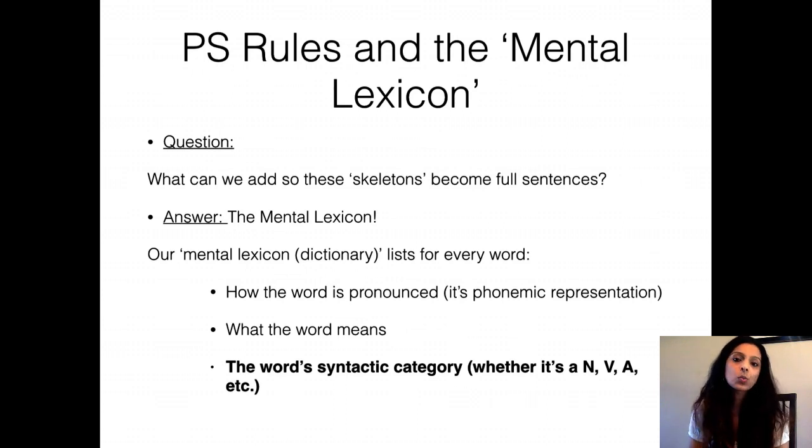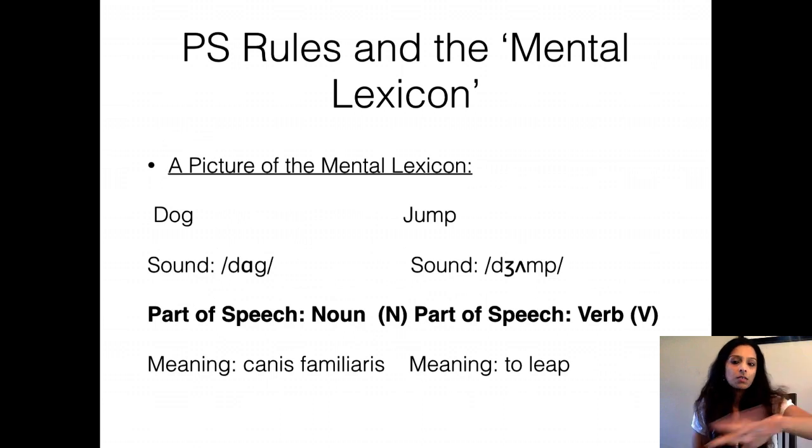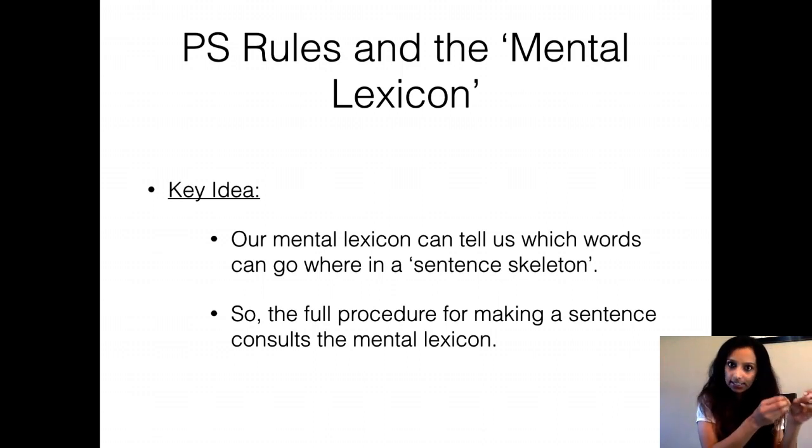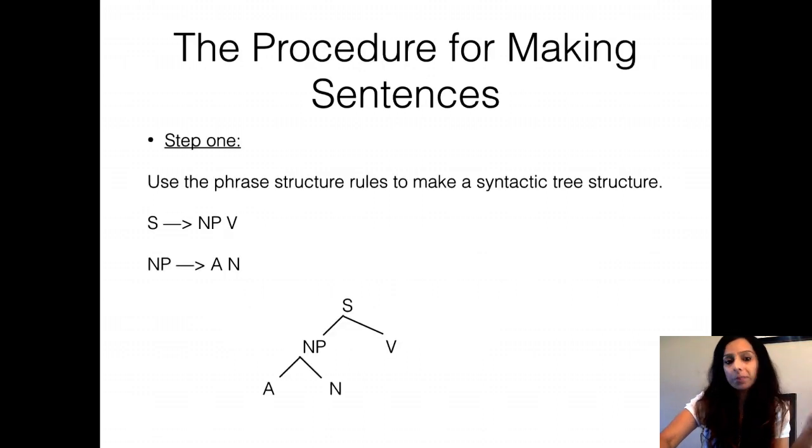Well, what we can do is access the mental lexicon that we talked about in the beginning of the morphology module. The mental lexicon is going to tell you the syntactic category, how the word is pronounced, etc. And so what we do is we take a look at the mental lexicon. This is exactly what I gave you from the morphology section. Here's an example of dog, which is a noun, and jump, which is a verb. And the key idea is that we create these kind of skeletons or syntactic skeleton structures, then we access the mental lexicon and we insert in the particular words.